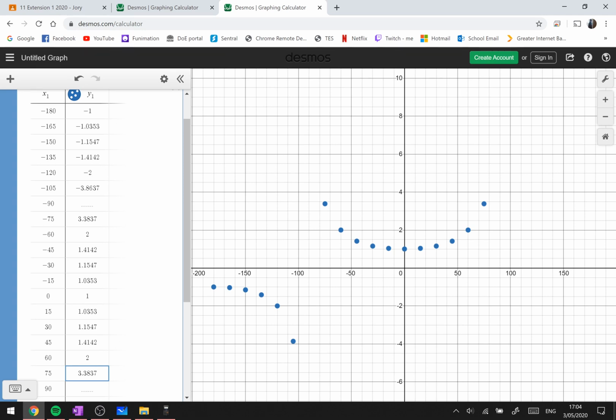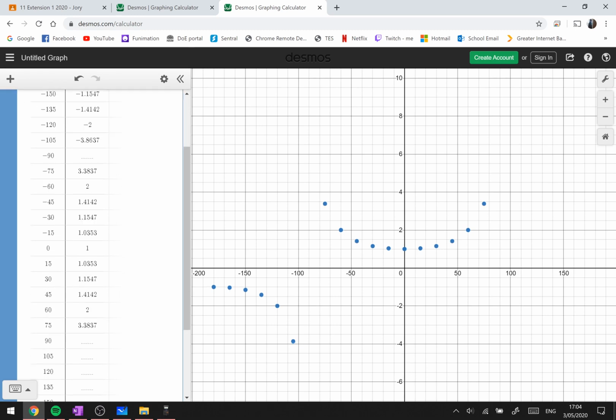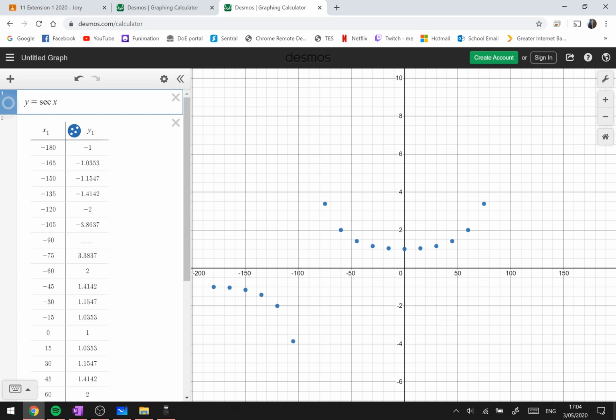So our line will continue like that. So you can kind of see we've got some asymptotes like that. Now 90 degrees isn't going to work. 105 degrees would be starting this one again, but in the negative direction. So I'm going to leave it at that for now. And what I'm going to do is I'm going to turn this graph on, and we're going to see what sec of x looks like.